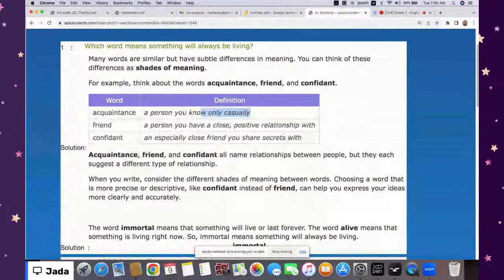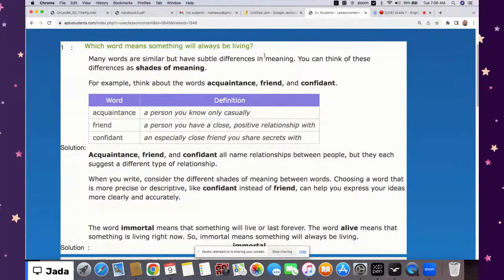So you could be friends with someone, but that person is not your confidant because you do not share your secrets with them. Or you could be friends, but that person is not an acquaintance to you. He or she is more than that to you. Okay? So it depends. They all have almost similar meanings, but there are subtle differences regardless, because they all show relationship, but you can still notice the difference between them.